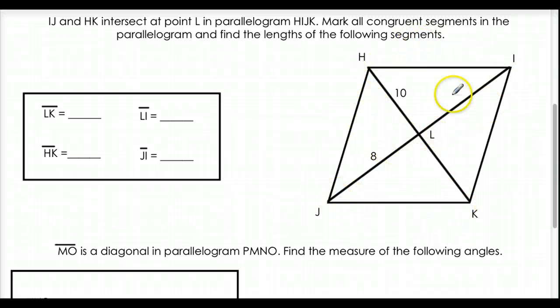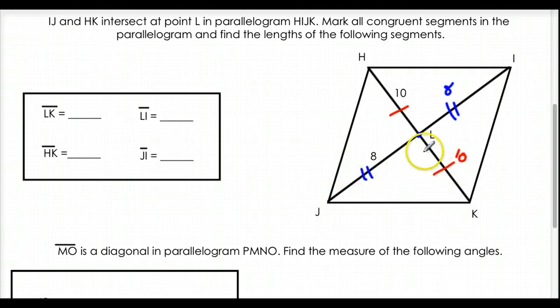Well, we said that these two diagonals will bisect each other. So this and this are going to be congruent, right? Because this is our middle point, and this part of the diagonal and this part of the diagonal are going to be congruent. Now, based on that, we can start filling in some side lengths. So if this is 10 and this is congruent to it, this will also be 10. And if this is 8 and this is congruent to that, this will also be 8. Based on that, I think we can start answering some questions.